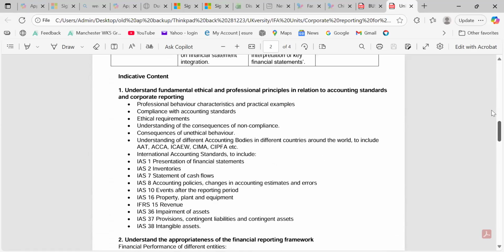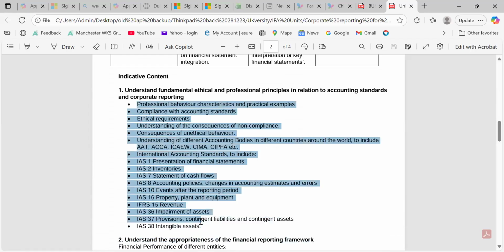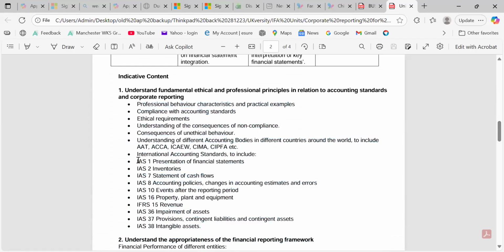During our lesson, we'll go through the key indicative contents as given. These are all the standards, and we'll go through them. First, IAS 1, International Accounting Standard 1, is about the financial statements, how we prepare and present them, and financial statements need to be true and fair. So the keyword is true and fair.